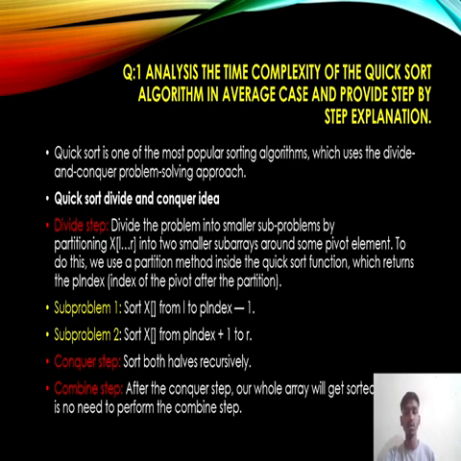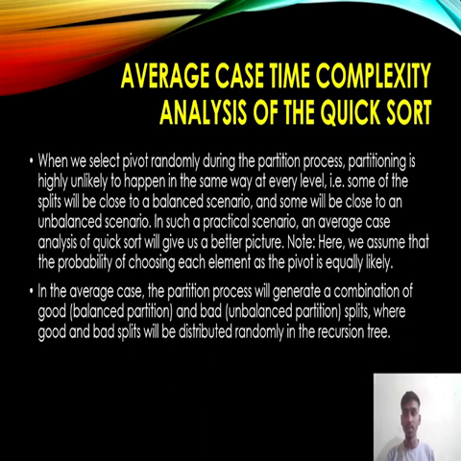Combine step. After the conquer step the whole array will be sorted, so there is no need for a combine step. When we select the pivot randomly during the partition process, it is highly unlikely that the partition happens in the same way at every level. That is, some of the splits will be close to a balanced scenario and some will be close to an unbalanced scenario. In such a scenario, an average case analysis of quicksort will give us a better picture.